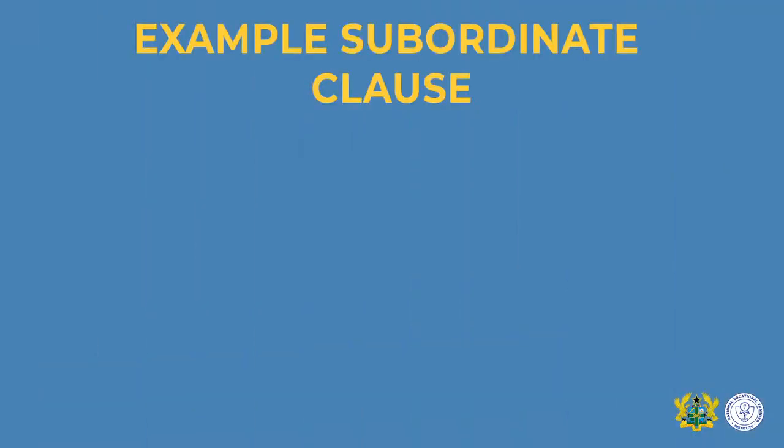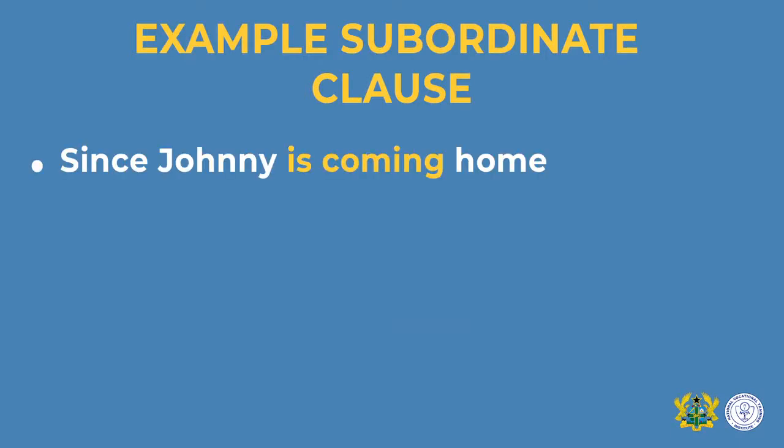Let us look at some examples of a subordinate clause. One: Since Johnny is coming home. If I meet you and I tell you, since Johnny is coming home, you are waiting for me to add more information, right? Yes. That is a subordinate clause, a dependent clause. It is waiting for something to rely on to make sense.